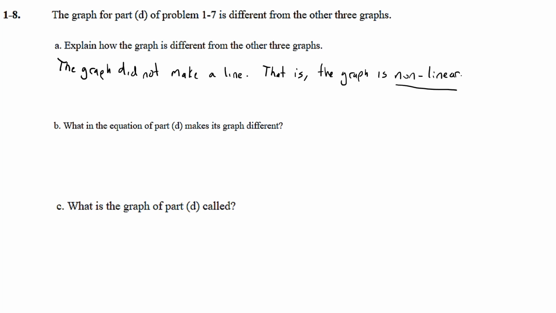B, what is it in the equation of part D that makes this graph different? Well, it's the only graph that had an exponent. So the exponent of 2 next to the x. No other equations in the first 3 had an exponent. And what is this graph called? Well, I kind of said it when I did the problem. It's called a parabola.